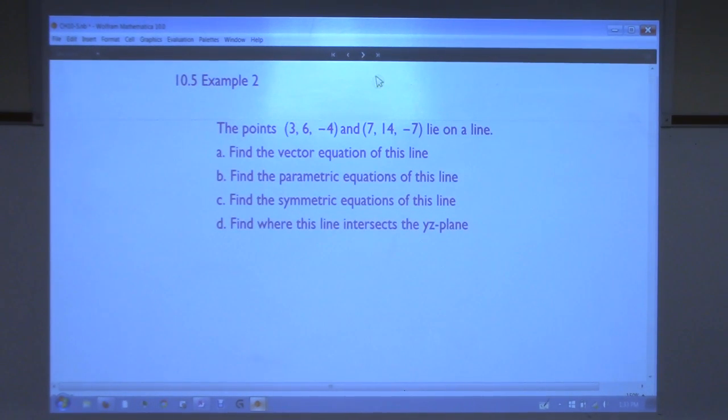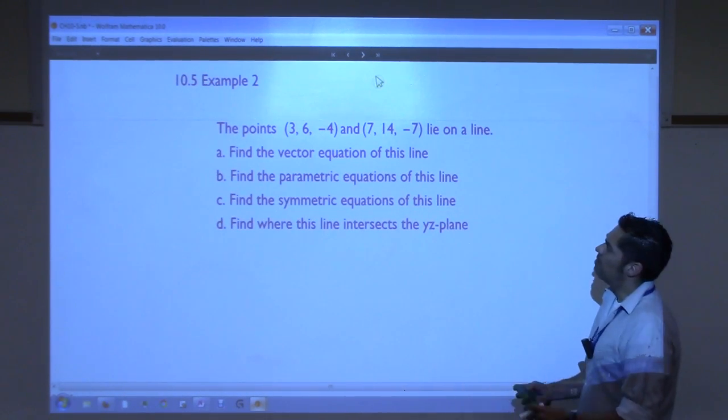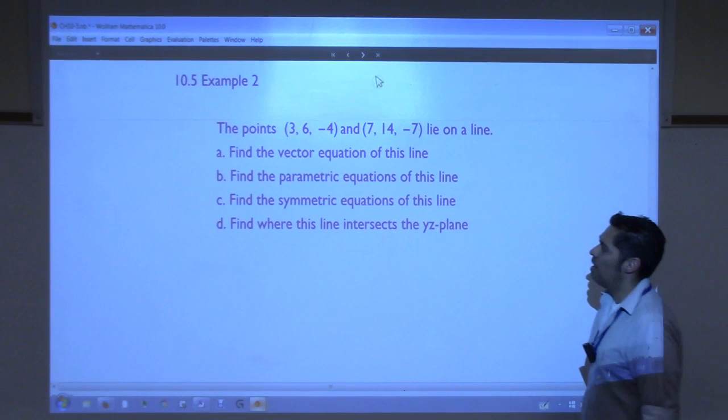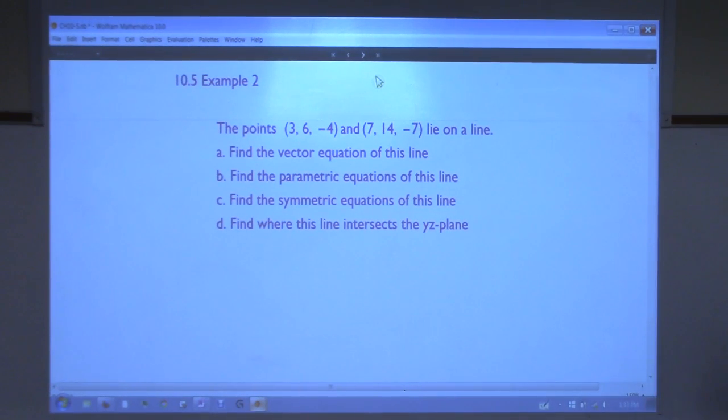Okay, the points 3, 6, negative 4, and 7, 14, 7 lie on a line. Find the vector equation of the line. Find the parametric equations of this line. Find the symmetric equations of this line. Find where this line intersects the YZ plane.